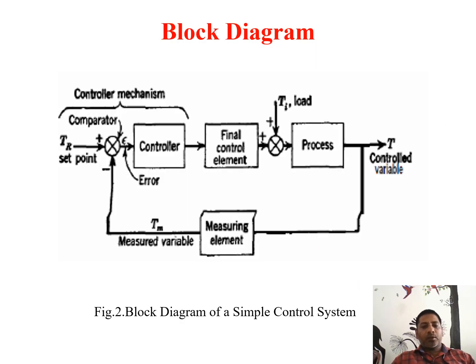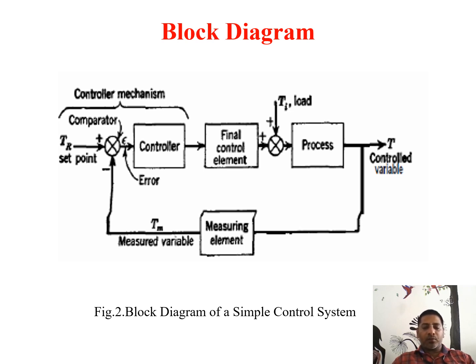This is the development of the block diagram for the simple control system. First, we have the set point, and the whole control system is maintained by the comparator and the controller. Next is the final control element. There is a final control element acting on the process. We have a load given, and the output is the controlled variable.